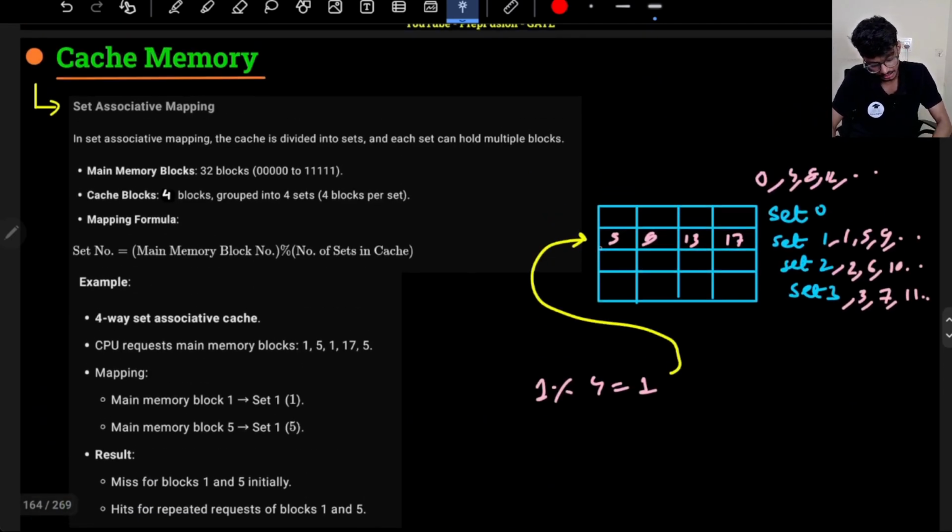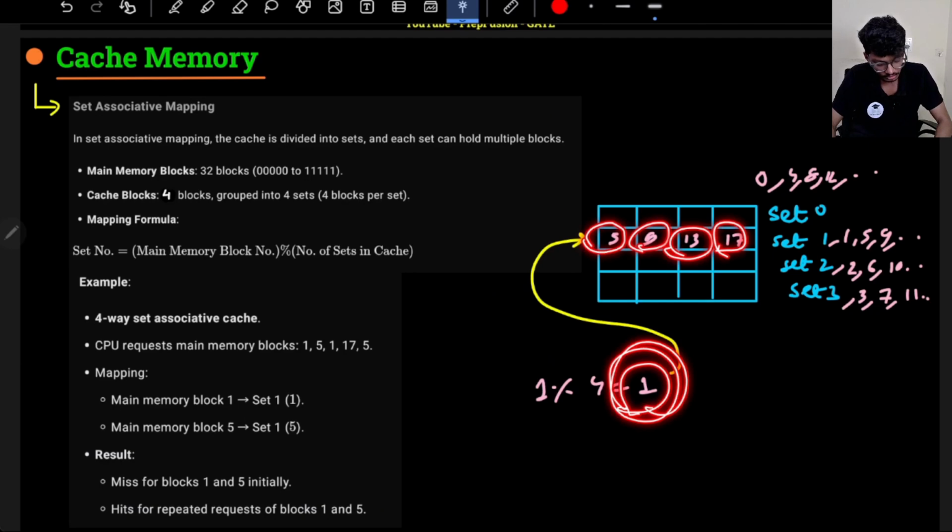Let's say initially everything was empty and I called 5, then I called 9, then 13, then 17. Now next I am calling 1. Which one will I replace? If I am following FIFO, whichever one I called first. I called 5 the oldest, right? So I will replace 5 now.